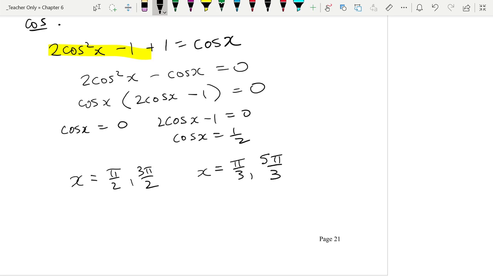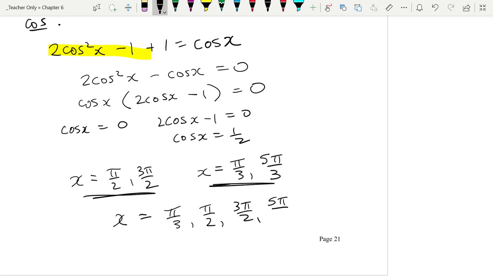Oh, most books then will actually put it all into one solution. I'm actually happy if you underline them both. But if you're looking at a textbook solution or an answer key, they're going to put them all down, and they usually go smallest to biggest, just so you have one more thing to think about. Pi by 3, pi by 2, 3 pi by 2, 5 pi by 3. That's the 4 answers that would make that equation true.